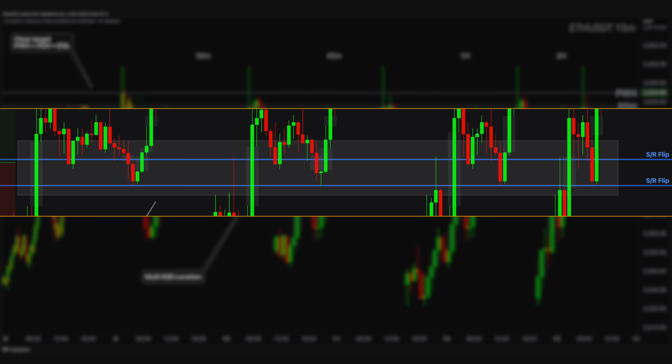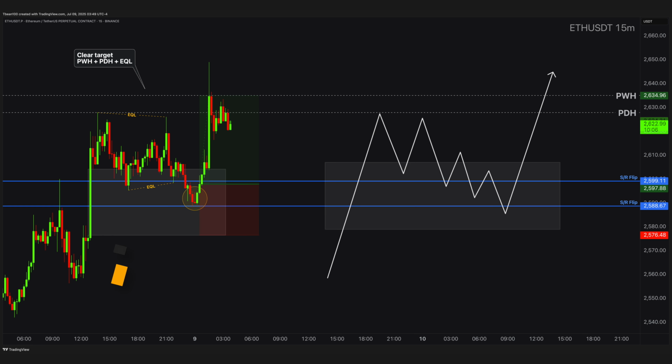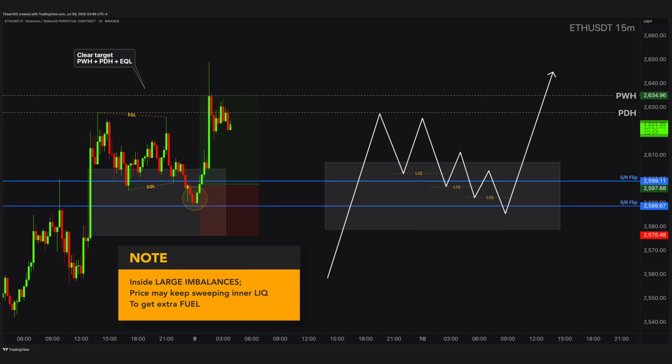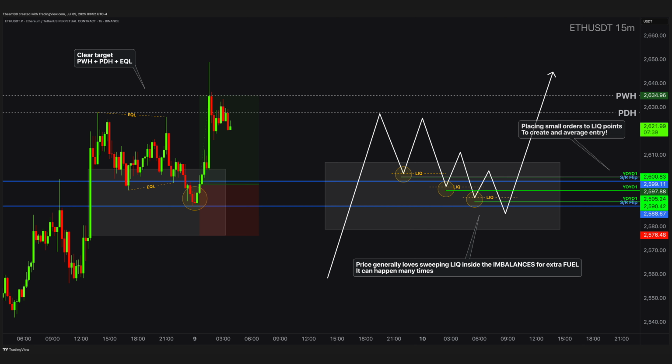A magnificent movement actually. Let's get back to how to trade such a setup with another option. Now the problem is that price loves to sweep inner liquidity areas inside the imbalances. So instead of using one single big order, you can follow the price and enter with small trades with each inner liquidity sweep inside the big imbalance zone. This will help you create a nice average entry at the end.